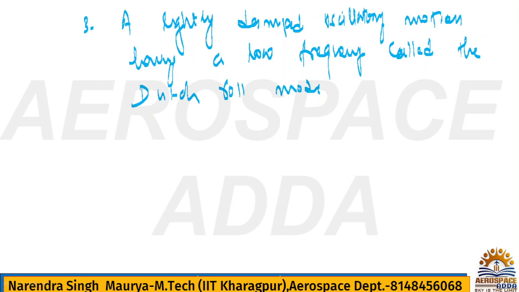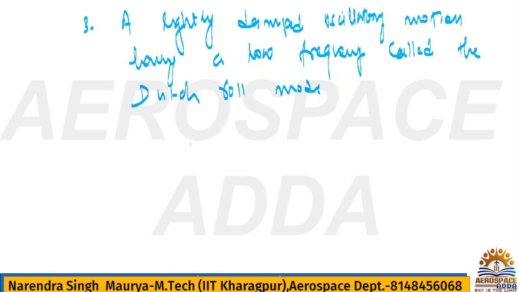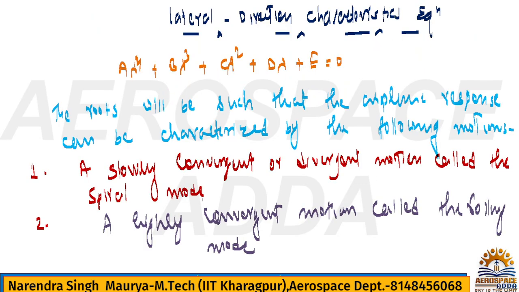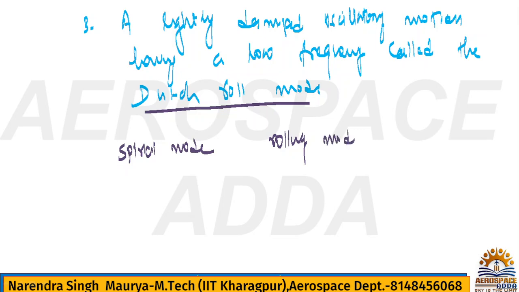So what is the important point? The important point is very simple. Three types of motion you need to remember in case of lateral directional motion: number one, the spiral mode; number two, the rolling mode; and number three, the Dutch roll mode. You need to remember this. All three questions will be asked.